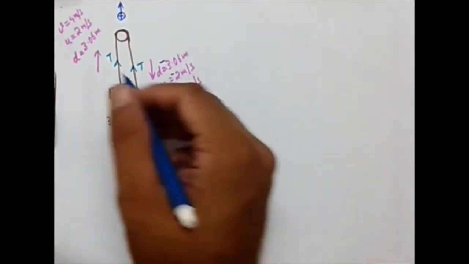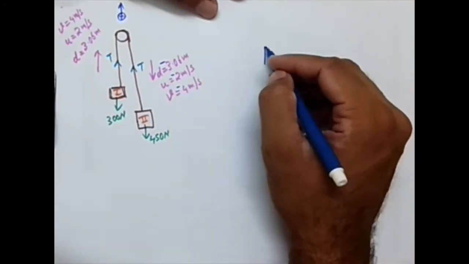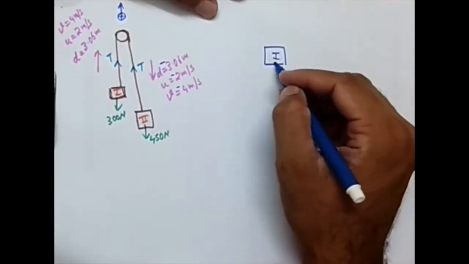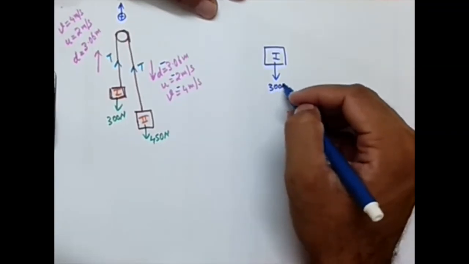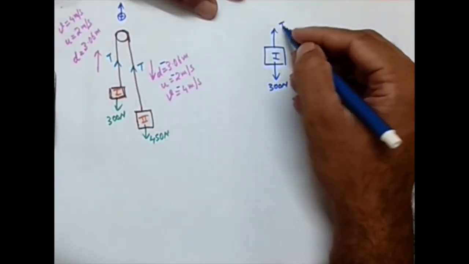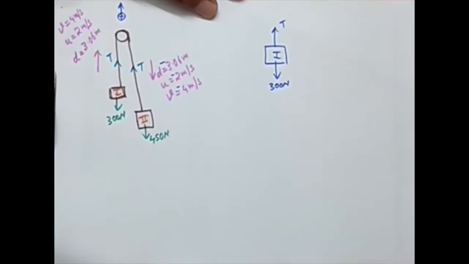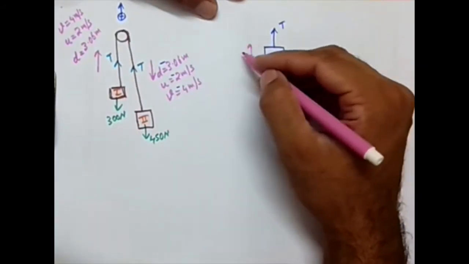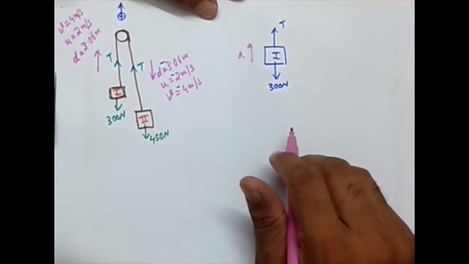Now we are going to calculate the value of T. The value of T can be calculated in many ways, and I am going to discuss two. One, we can directly apply the work energy principle, or we can use the basic equations of motion or laws of motion. So I'm going to consider one block, say block 1. It has 300 Newton acting downward, T acting upward, and it has an acceleration in this direction.